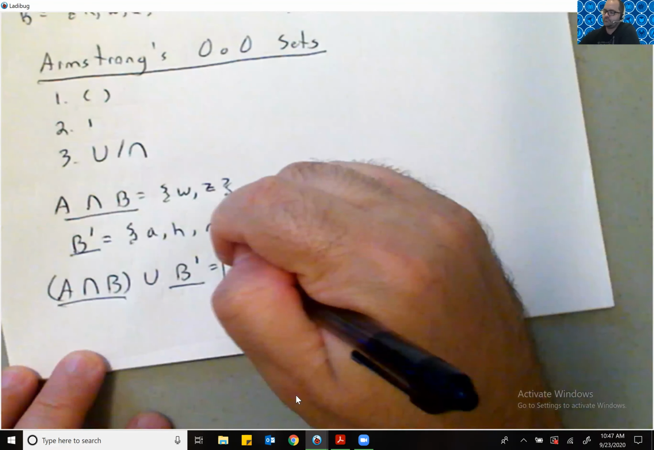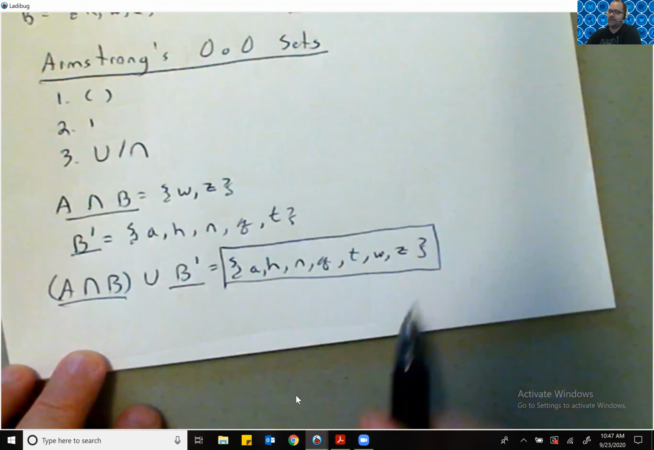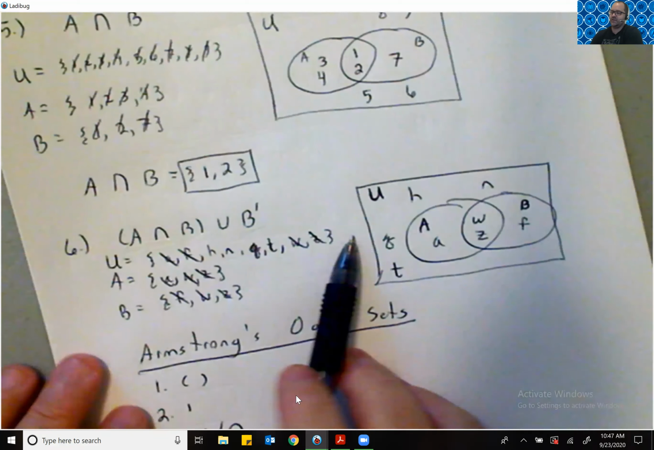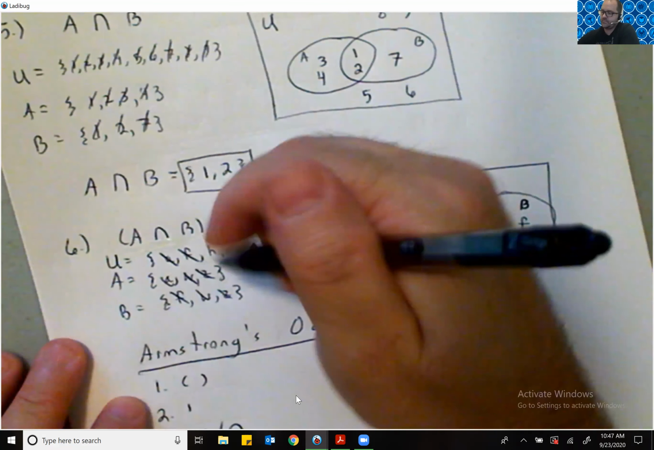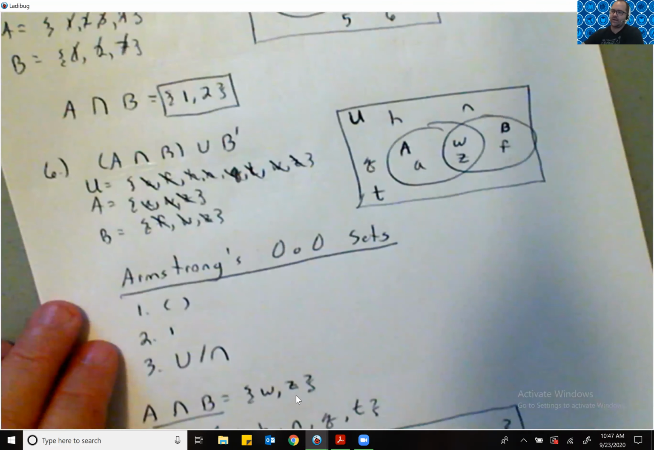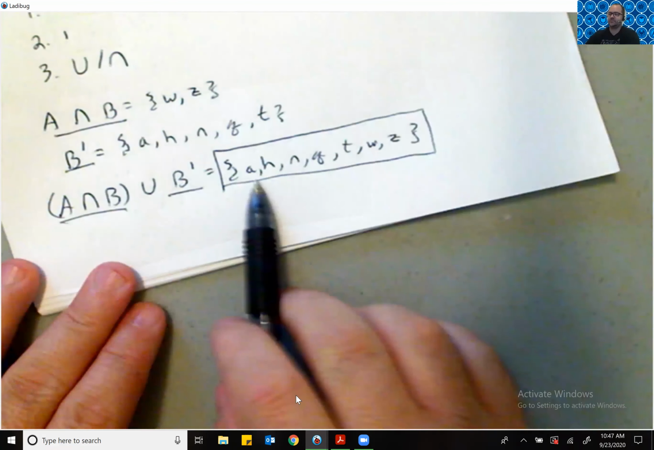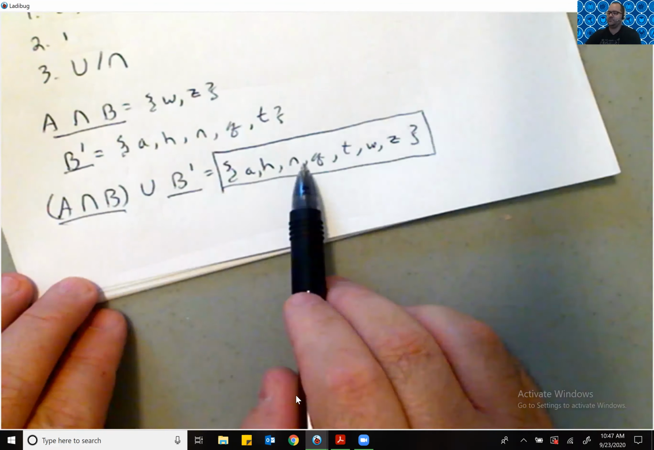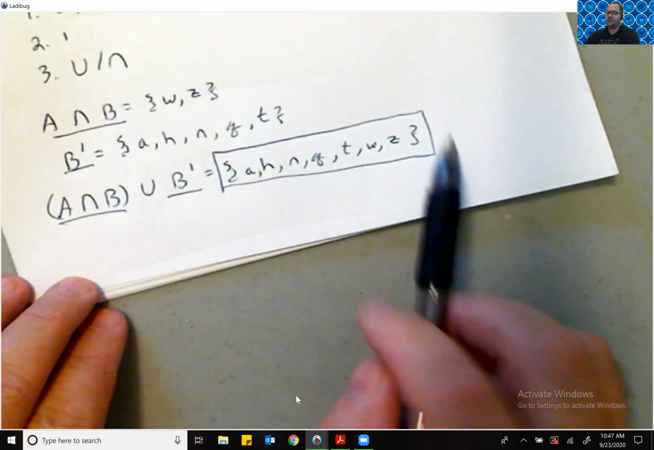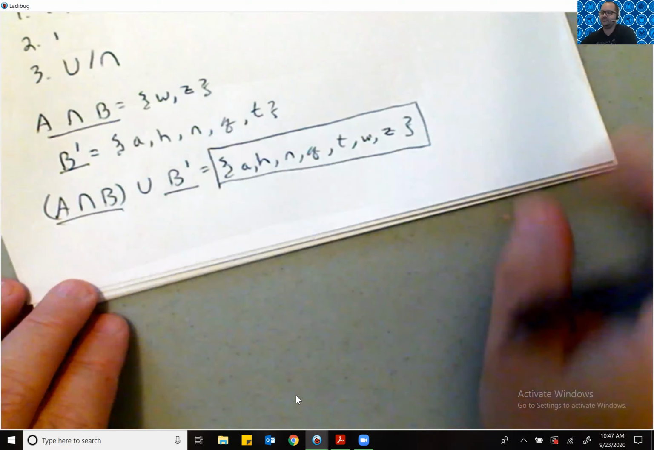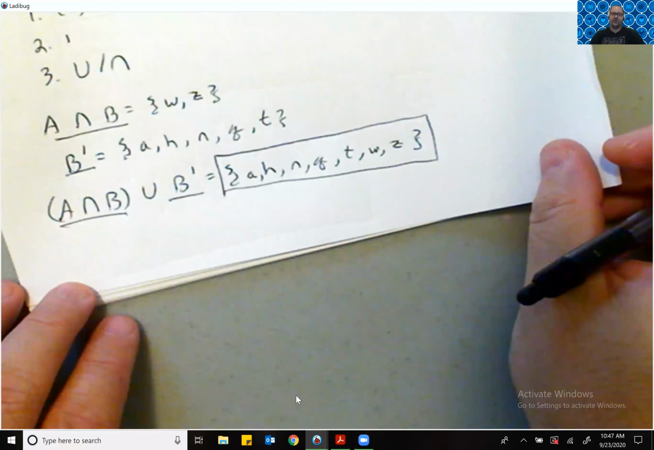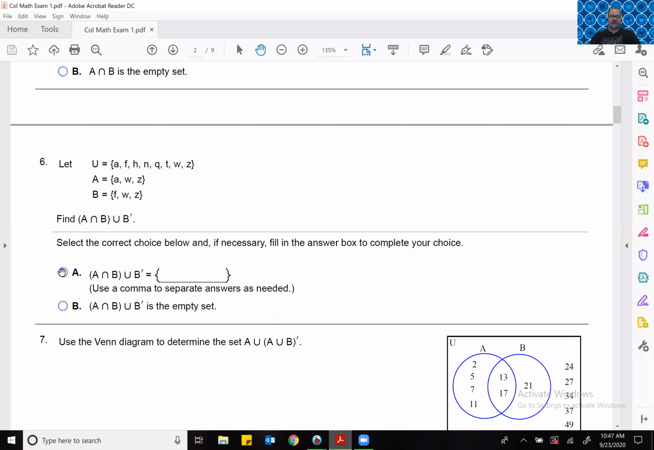That's the answer. So really, it's everybody that we had in the universe except for F. That's the only letter that did not get put into this answer. A, H, N, Q, T, W, Z. We didn't put in the F. That was it. So when you come back over here, you select A, and then you put in A, comma, H, comma, N, comma, Q, comma, T, comma, W, comma, Z. And that's the answer.